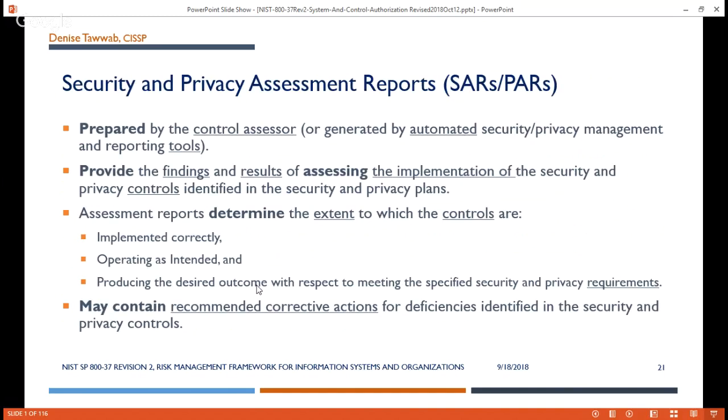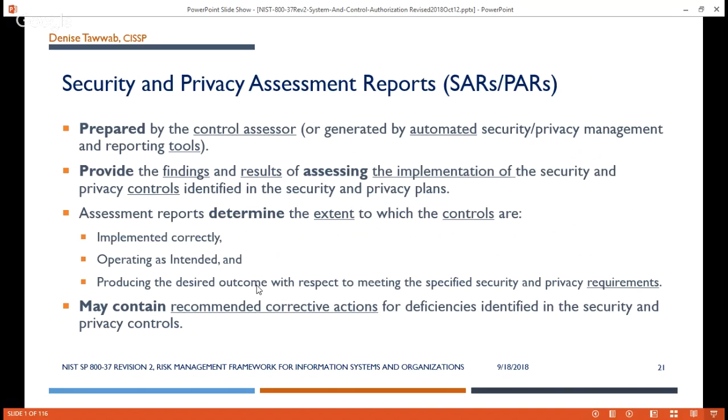Next up in your authorization package, you will have the security and privacy assessment reports. You'll have a security assessment report and a privacy assessment report. And those will be prepared by the control assessor, so whoever that is that's assessing the implementation of your controls. Or it could be generated by an automated security and privacy management tool.